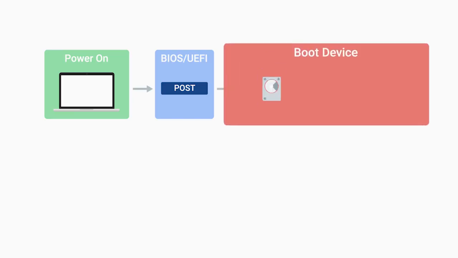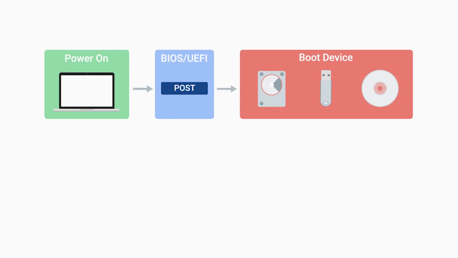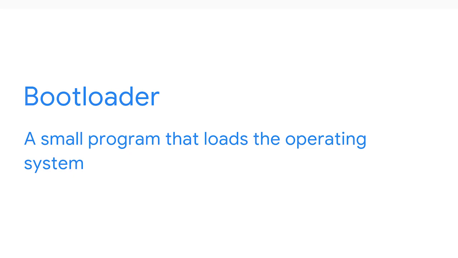Next, depending on the BIOS/UEFI configuration, a boot device will be selected. Devices that are attached to our system, like hard drives, USB drives, CD drives, etc., are configured in a certain boot order. The devices will be checked in this order, and the computer will search for what's known as a bootloader. The bootloader is a small program that loads the operating system.